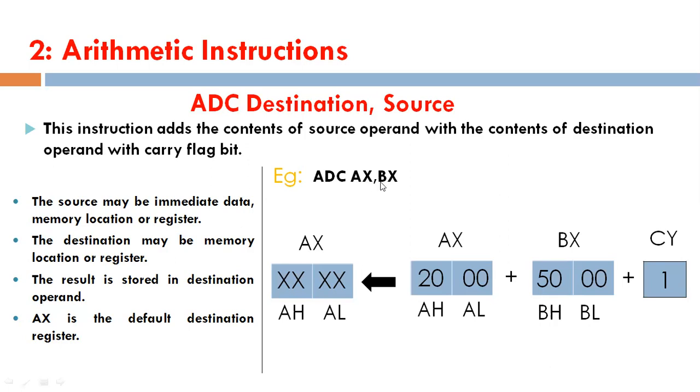Here we are adding two 16-bit registers. The contents of AX is 20 and the contents of BX is 50, and we have one carry bit which is 1. If I add, the sum is 70 which is stored in AH, and the carry 01 is stored in AL.